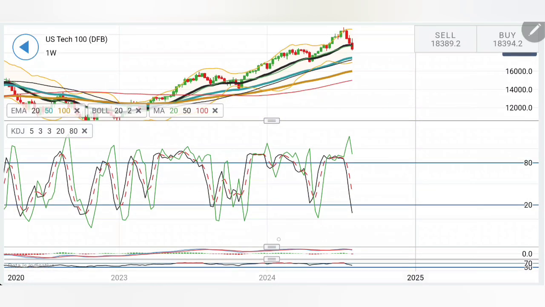The stochastic has come to the oversold zone. Another thing to note here is that when it went to the overbought zone, it stayed there for a while. Now it has come to the oversold zone. It can stay here for a while as well.